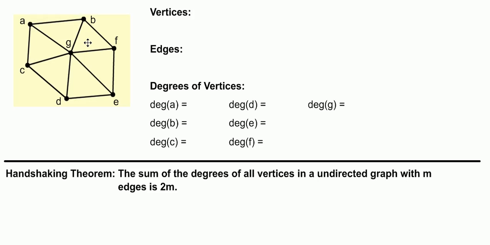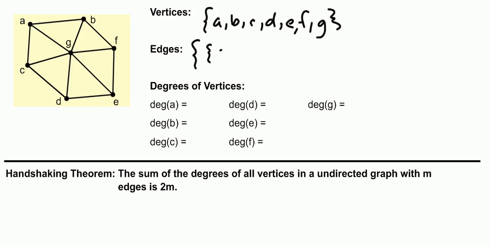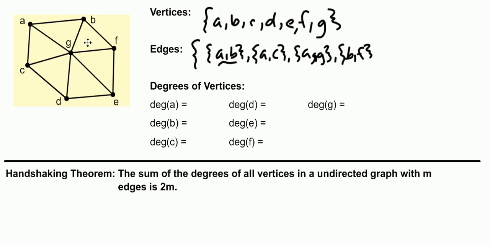We'll work a few examples out so we can see the degrees of vertices. But for the set of vertices here, we're going to use set notation. We're just going to say that the vertices in this graph are A, B, C, D, E, F, and G. And then the edges is actually going to be a set of sets. So we'll say that there's an edge from A to B, an edge from A to C, an edge from A to G. And then there's an edge from B. We don't have to say B to A because we already have A to B covered, so we'll say there's an edge from B to F, and there's an edge from B to G.